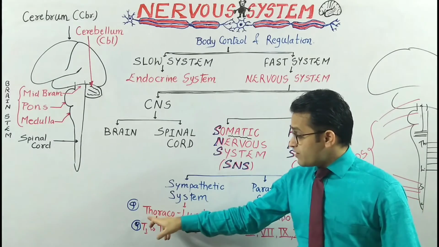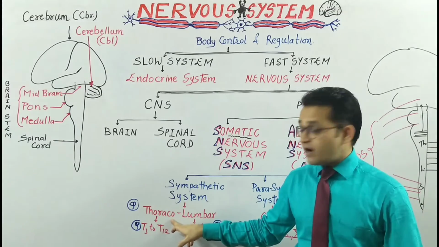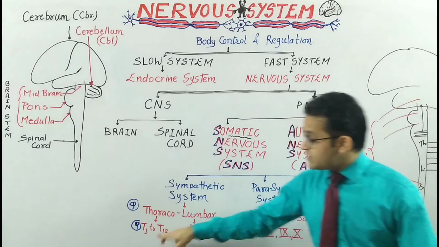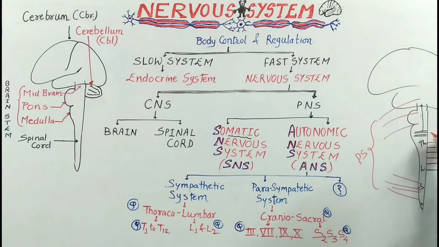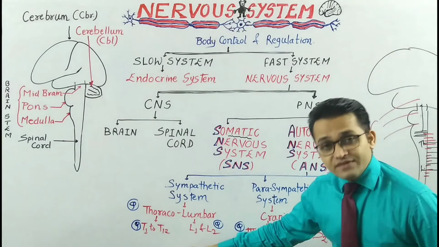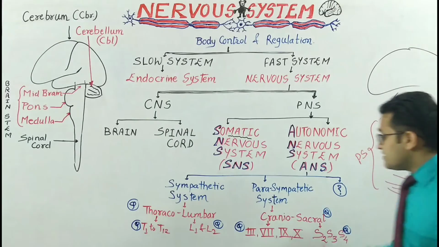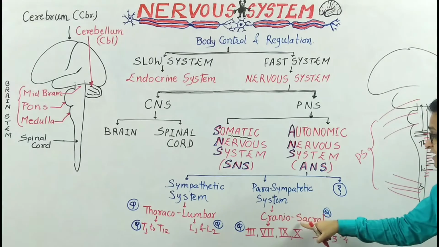So the next MCQ: which segment of the thoracic part gives origin to the sympathetic system? Your answer is T1 to T12, from T1, T2, T3, T4 and so on, up to T12 and then L1 and L2. Mainly these are the fibers which give origin to the sympathetic system, while the parasympathetic system is craniosacral.